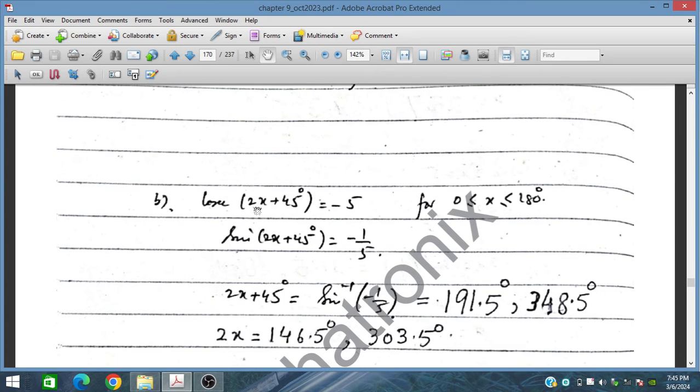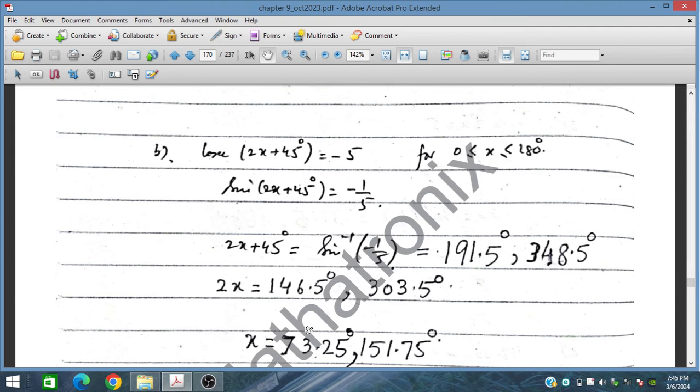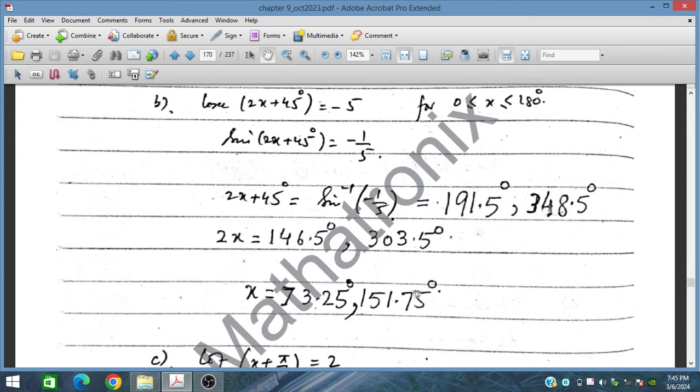Similar for b, cosec of 2x plus 45 degrees is minus 5. So sin of 2x plus 45 degrees is minus 1 over 5. 2x plus 45 is sin inverse of minus 1 over 5. So this minus will be in the third quadrant and fourth quadrant. So for the third quadrant and fourth quadrant, we will shift by subtracting 45 from this and this. So we'll have this part. And now we will divide this by 2. So x is equal to this much. So this is the solution.